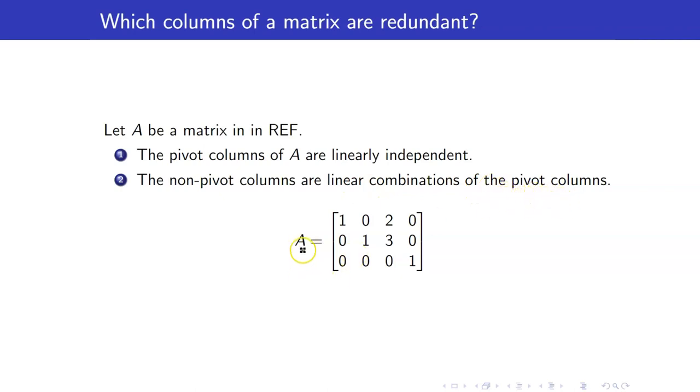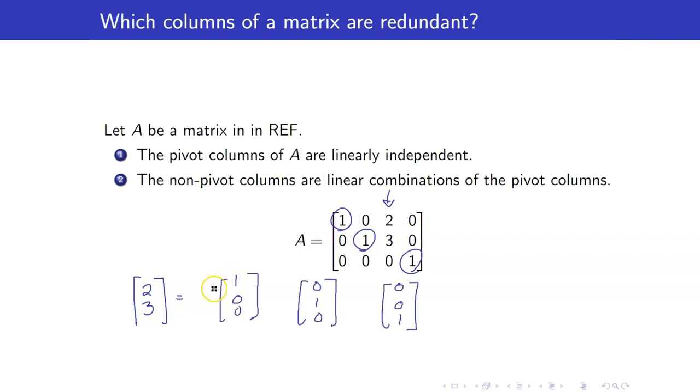So for example, I have a matrix A in row echelon form here. The pivot columns would be the first, second, and fourth column. This is a non-pivot column. So these three columns here are linearly independent. This non-pivot column 2, 3 is a linear combination of the other three vectors. What would be the coefficients? I will put 2, 3, and 0 here.